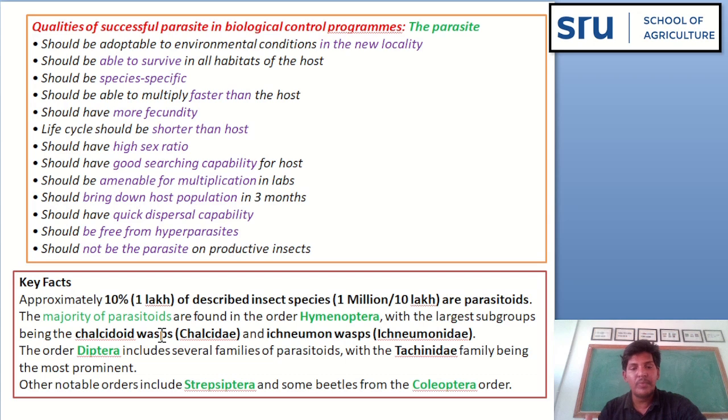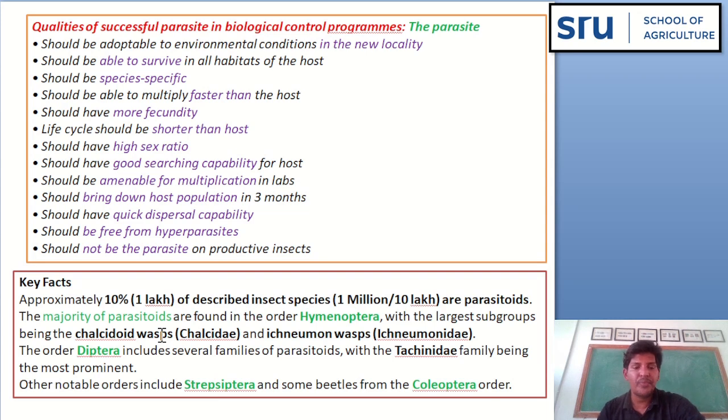It should have good searching capability for the host, should be suitable for multiplication in the labs, should bring down the host population within 3 months, and should have quick dispersal capability. It should be free from hyperparasites and should not be a parasite on productive insects. Such qualities are needed in a successful parasite.